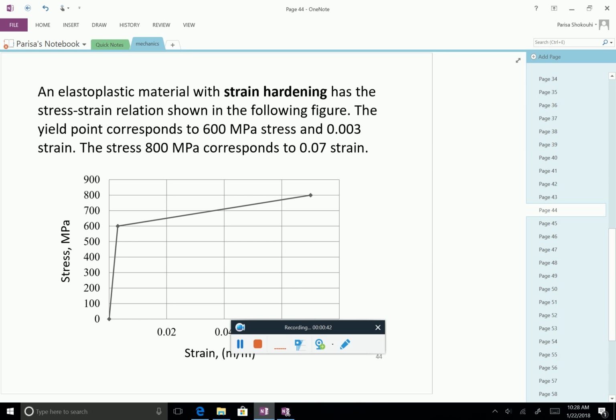If you read the problem statement, you see the yield point, you can also look at it here, is 600 megapascal. It corresponds to the strain of 0.003. So if I were you, I would mark this here. And then at 800, the strain is 0.007.